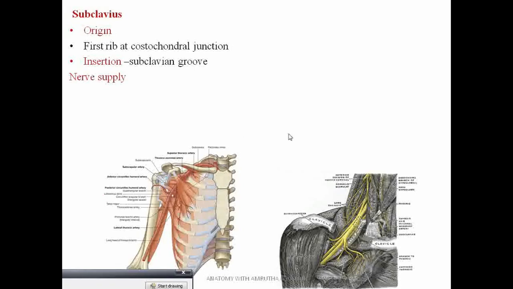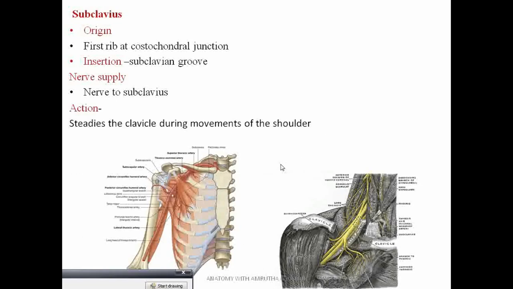Nerve supply: nerve to subclavius. The nerve to subclavius is a small nerve. Here, this one. Again, it is coming from the brachial plexus. Action: it steadies the clavicle during movements of the shoulder. So when the shoulder is moving, the clavicle has to be supported, stable. So subclavius is doing that.